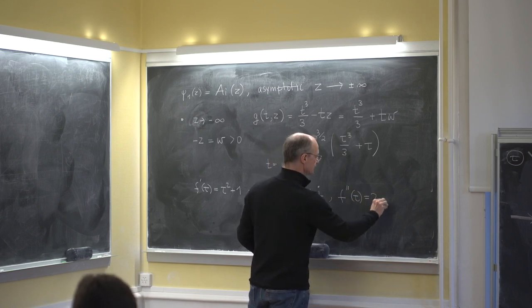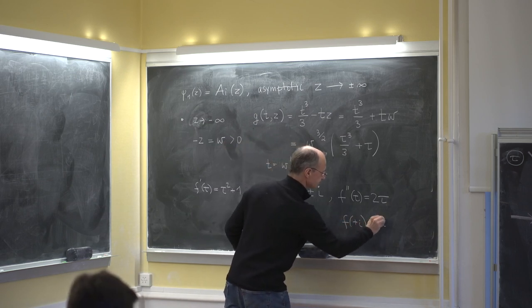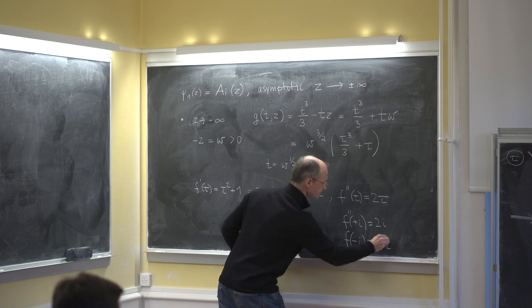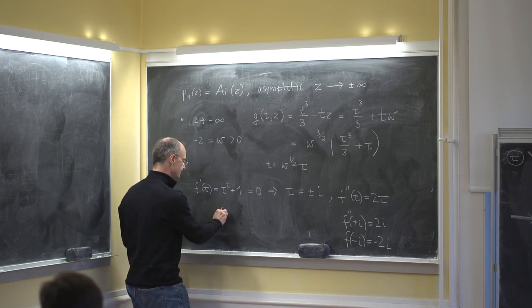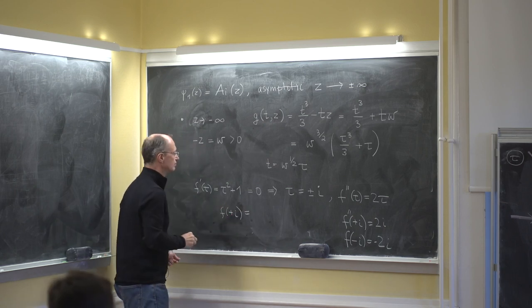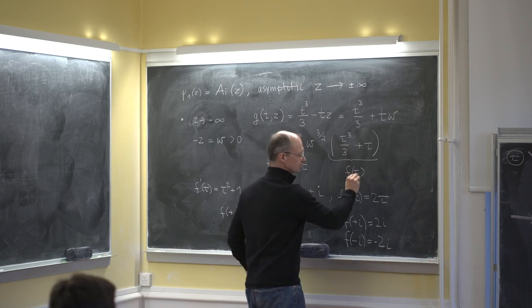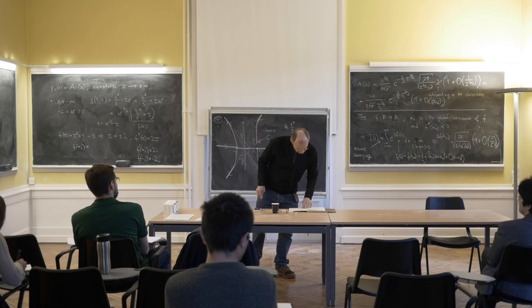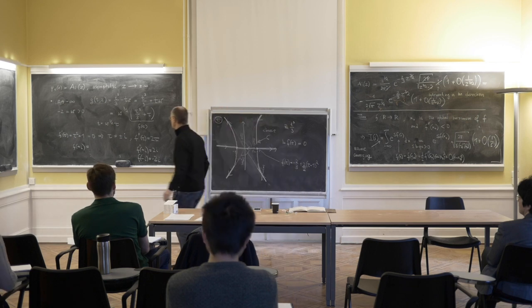f double prime is still given by the same formula. Now, of course, we'll have pure imaginary values of the second derivative. And finally, f of plus i is equal to what, 2/3? Minus 2/3, tell me. Well, yeah, plus 2/3.